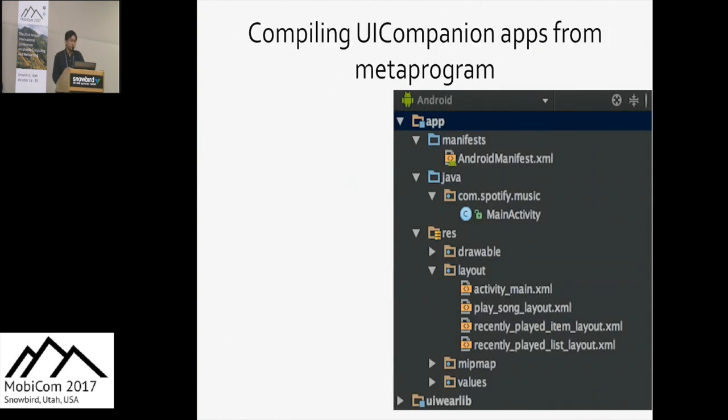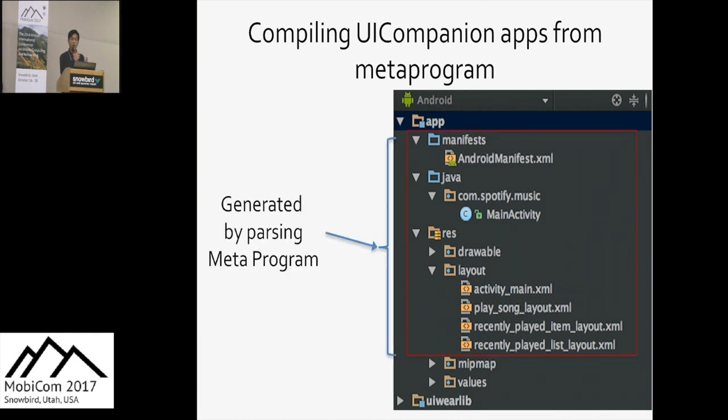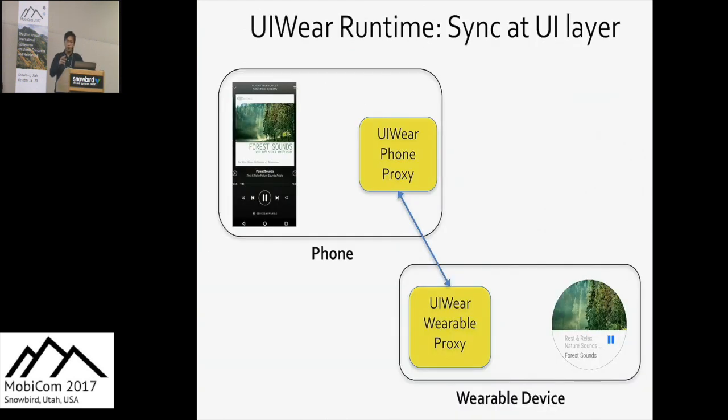After writing this meta program, the UIWear compiler will just parse the meta program and generate the UI elements and UI layout, and then combine them with the UIWear stub, which is responsible for the communication between the wearable and the phone. By combining those two parts together, you can generate UI companion apps automatically. After you generate those, the UIWear runtime will handle the rest.